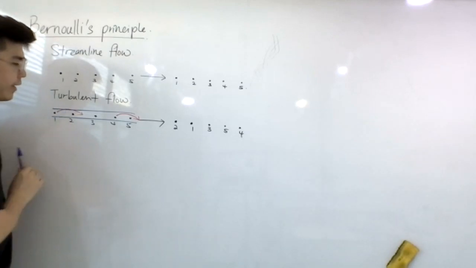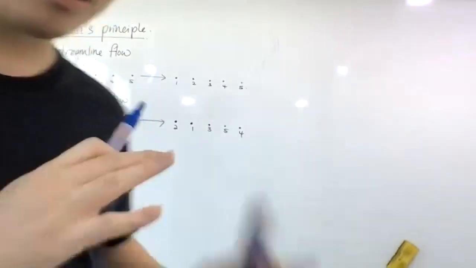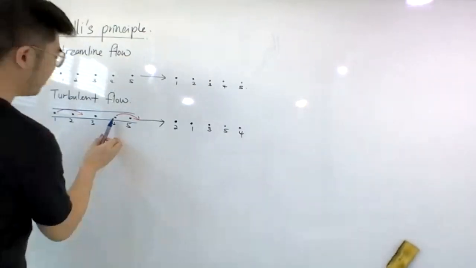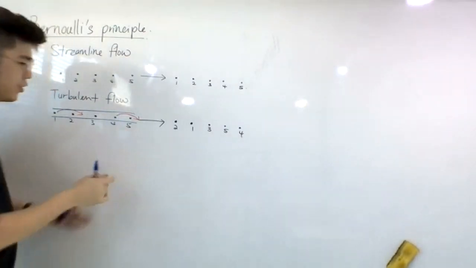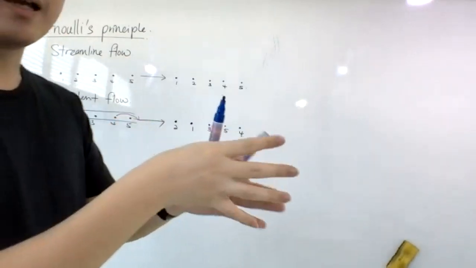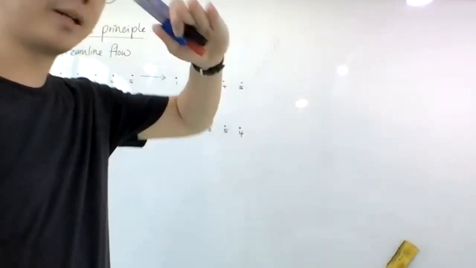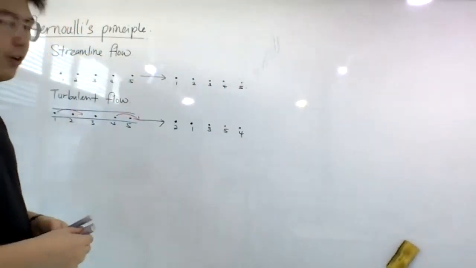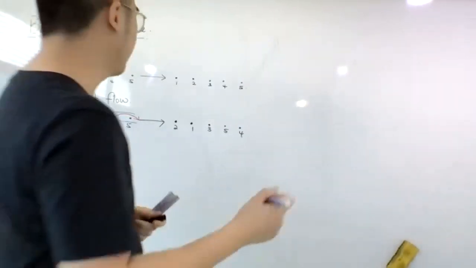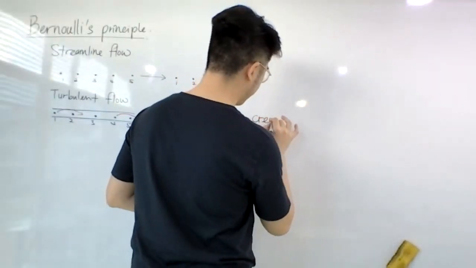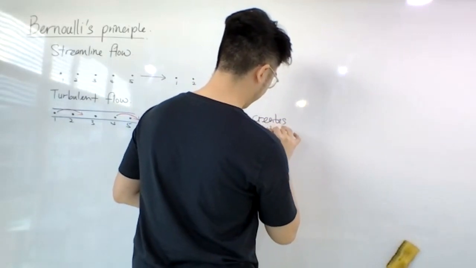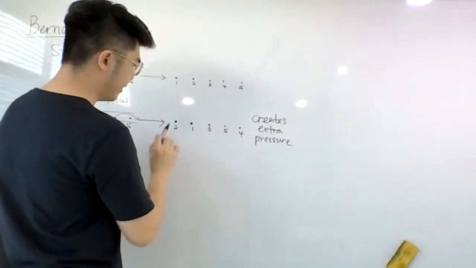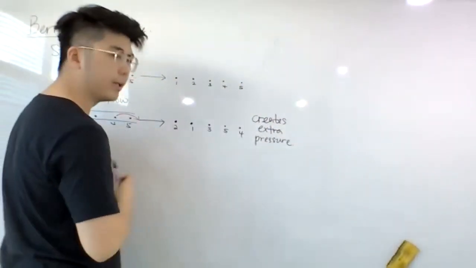This action will create an extra pressure on the side wall of the tube, right? And same here, this particle will push. So there are a lot of pushes on the side, on the bottom, on the upper region of the tube, right? So as a result, the turbulent flow creates extra pressure in the tube.